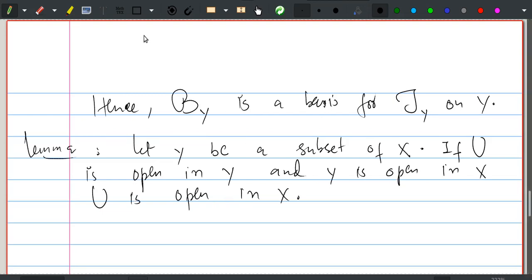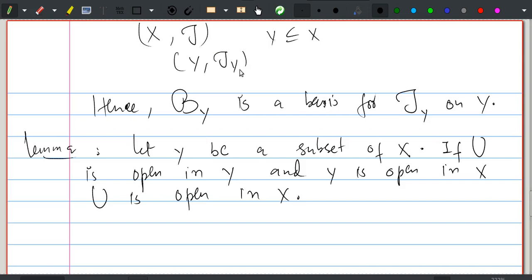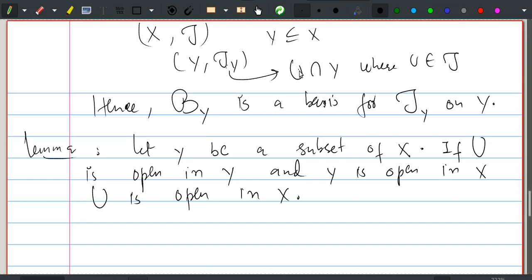I mean, we have this space X, and Y is a subset of X, and we have the subspace topology (Y, T sub Y), where the open elements in T sub Y look like U intersection Y, where U is in T. Now what we claim here is that an open set in the subspace topology is open in the parent topology only if the subset with respect to which we are taking the subspace topology is open in the parent topology. So let us prove this.